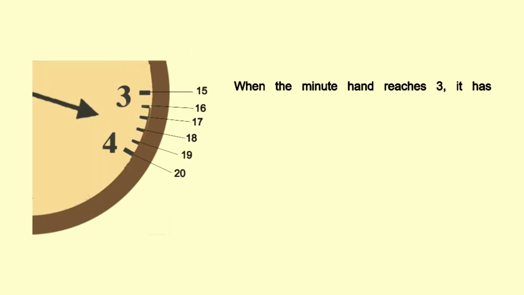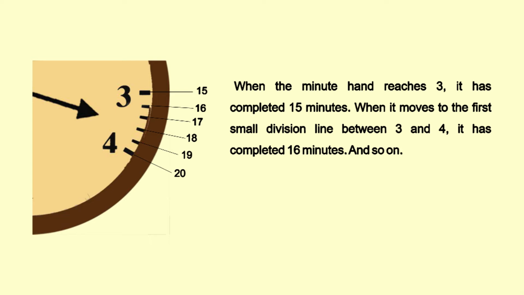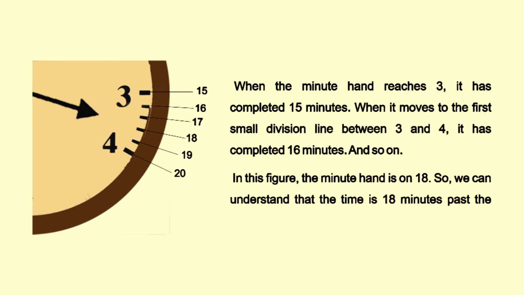When the minute hand reaches 3, it has completed 15 minutes. When it moves to the first small division line between 3 and 4, it has completed 16 minutes, and so on. In this figure, the minute hand is on 18, so we can understand that the time is 18 minutes past the hour.